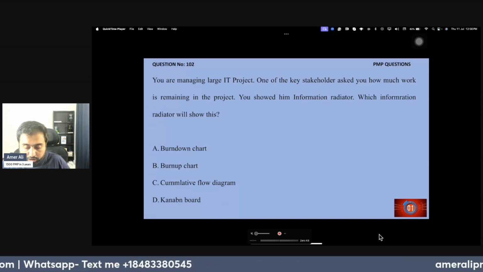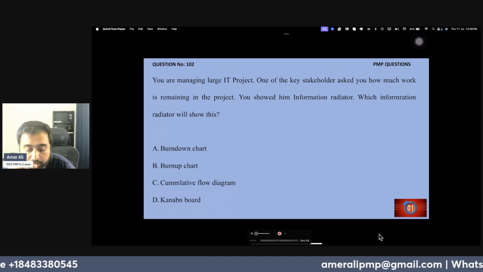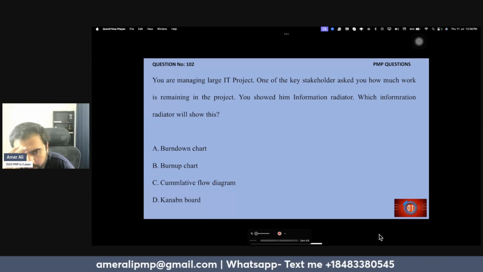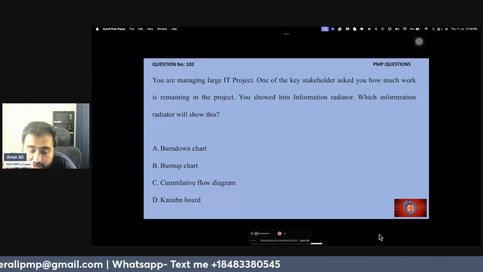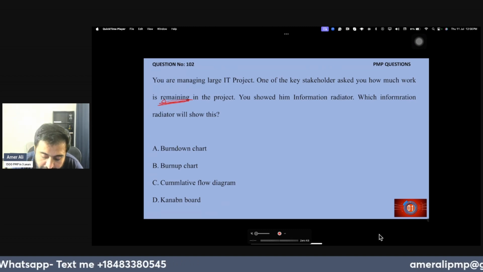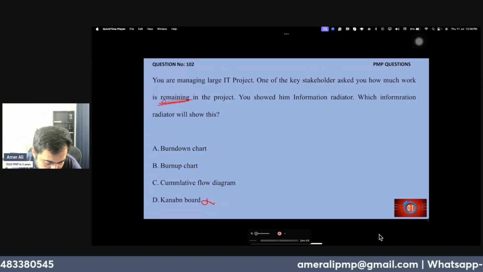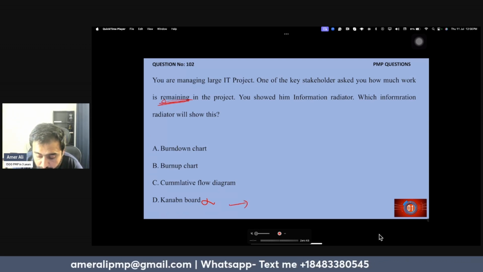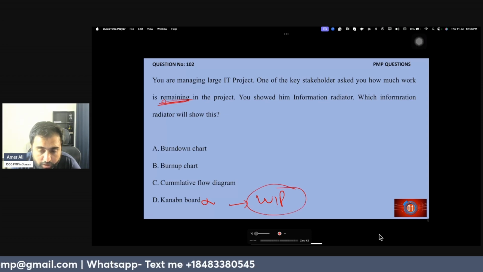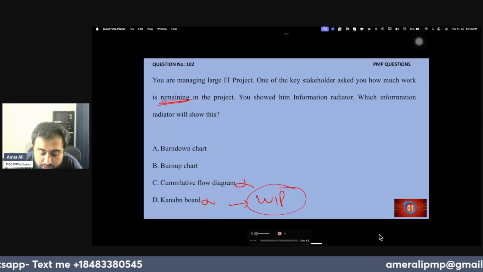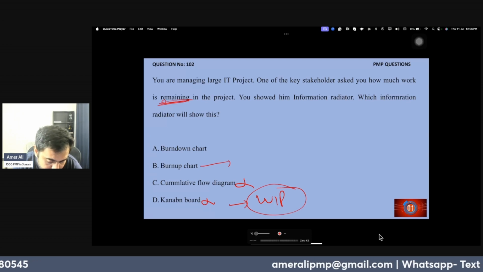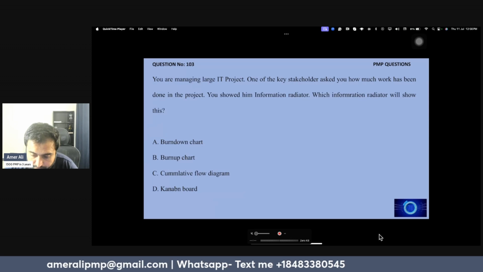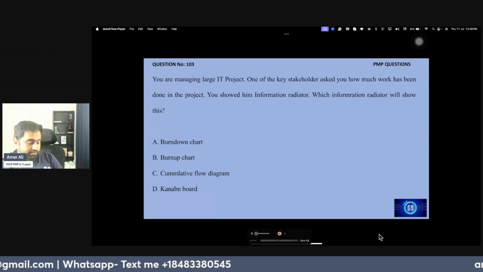The question is asking, you are managing a large IT project. One of the stakeholders asks you how much work is remaining. You showed him an information radiator. Kanban board does not talk about that. Kanban board talks about work in progress. Cumulative flow diagram does not talk about it. Burnup chart shows how much is done. So Burndown chart is the right answer. Next question.